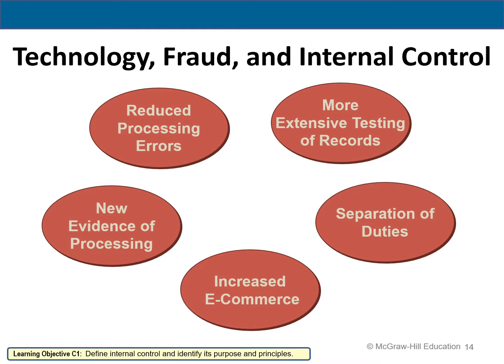So the principles of internal control are relevant no matter what technological state the accounting system is in, whether it's manual or fully automated. Technology today really helps improve managers' ability to monitor and control business activities. But basically, the effect of technology is reduced processing errors. It helps you to separate duties. You can have more extensive testing of records. There's evidence of new processing, and then increased e-commerce. Okay.